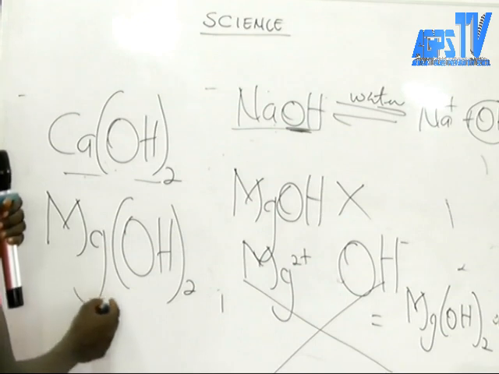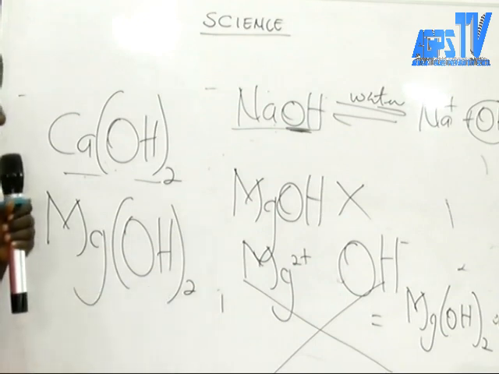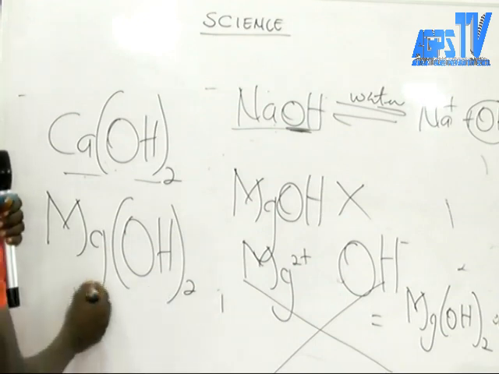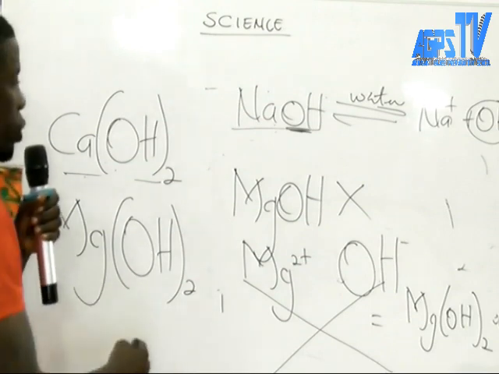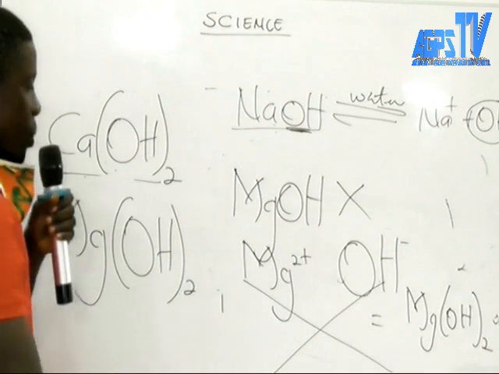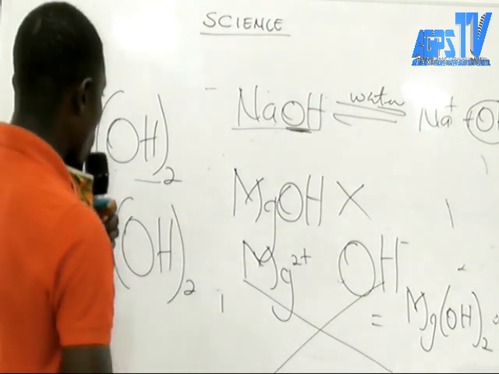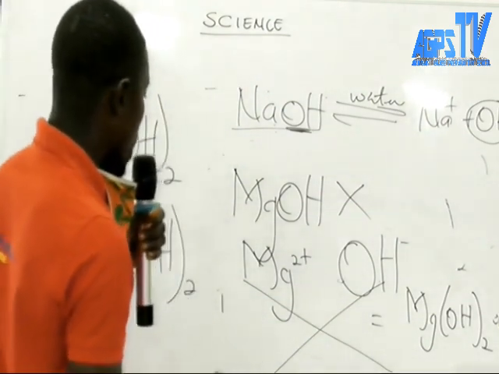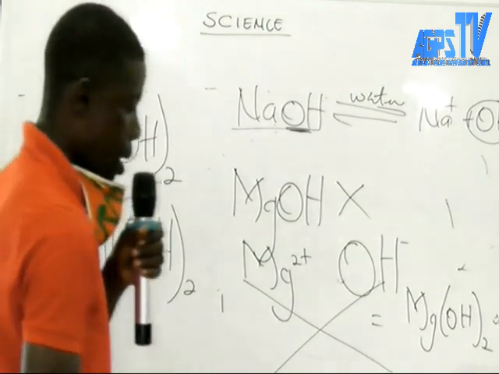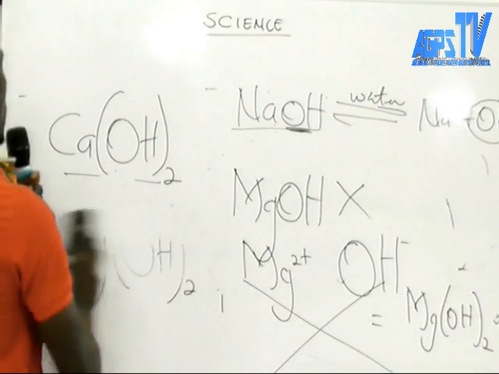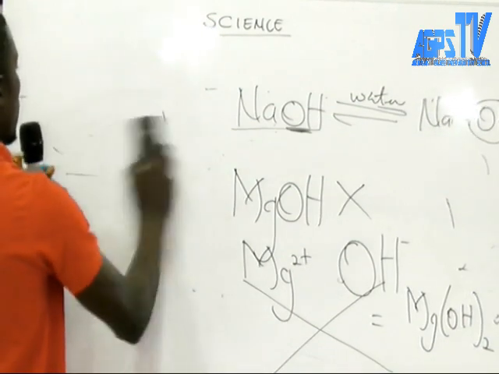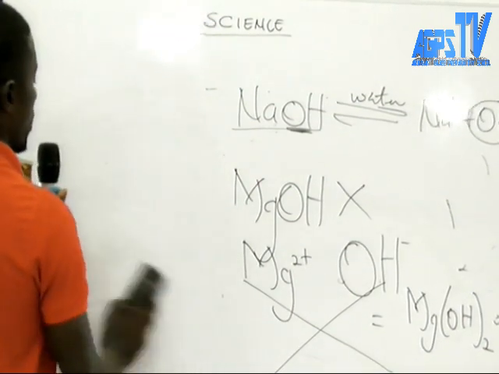All these are examples of bases: magnesium hydroxide, sodium hydroxide, calcium oxide, and so on. I want you to take note of them. If you are writing the chemical formula, they can write down the words, and they can ask you to write down the chemical formulas.